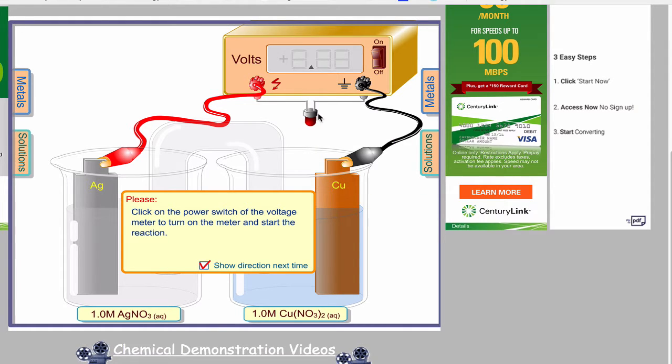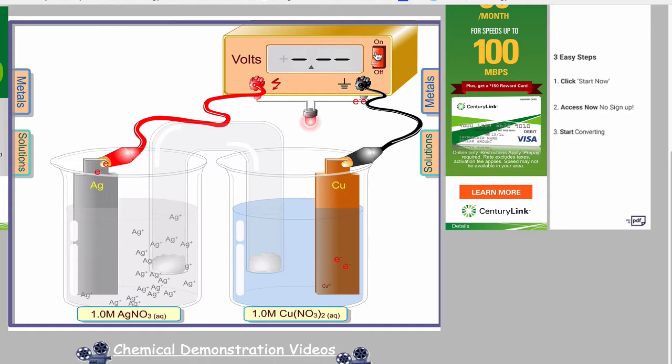Okay, as soon as I flip the switch on, we should see current flowing. Now we don't really know which way it's going to flow because we don't know if silver has a bigger reduction potential than copper, or copper has a bigger one. So we don't know which way the current's going to flow until we flip our switch. In this case, we see electrons flowing away from the copper and going this direction into the silver, okay?